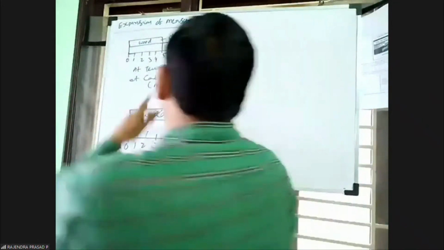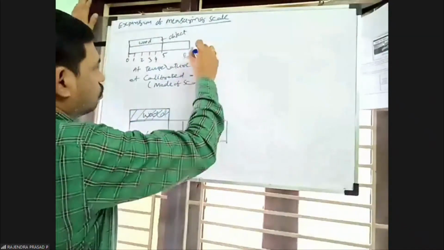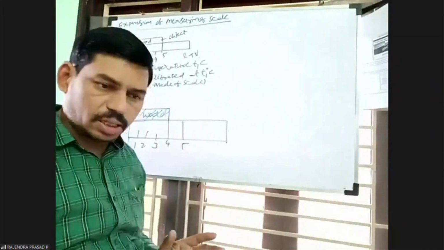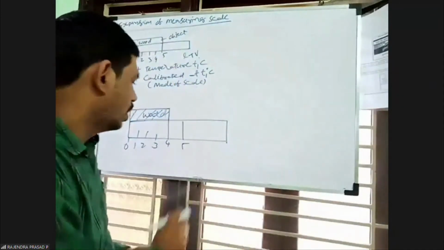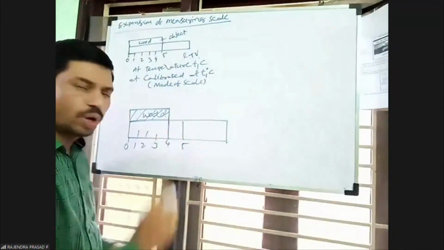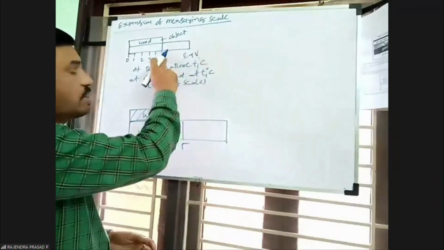This is also the true value. Length of the true value. True value means accurate value, the correct value at T1 degrees. This is the measured value. Measured value is only 4. So true value is 5 centimeters.